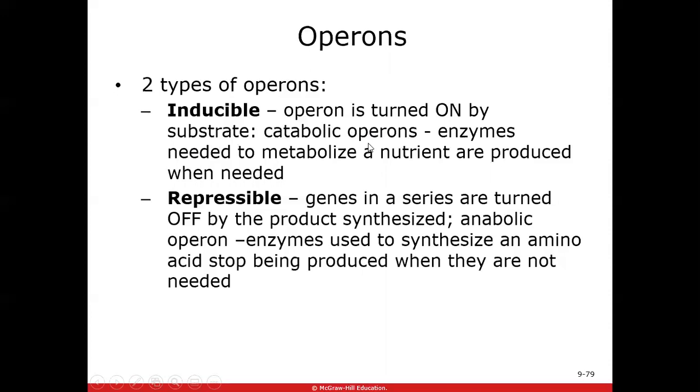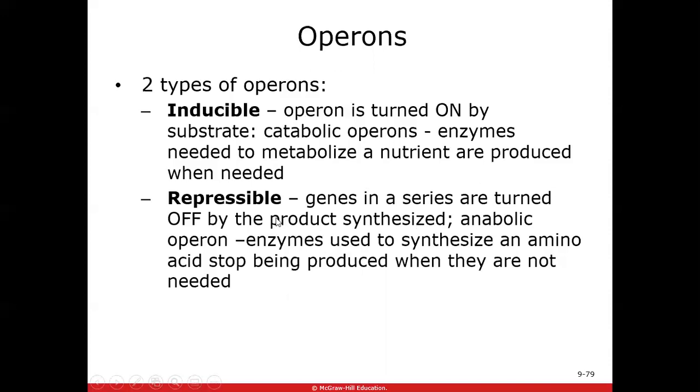The substrate is something that is going to be acted on. They have catabolic operons. Those are enzymes that are needed to metabolize a nutrient, and they are produced when needed. Remember, catabolism is breaking something down. So when you metabolize or break down a nutrient, they're produced when you need nutrients broken down.